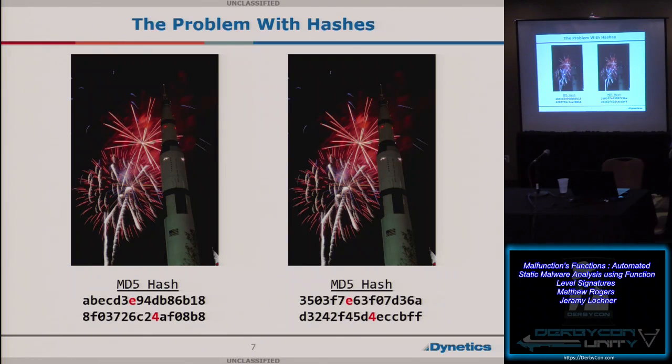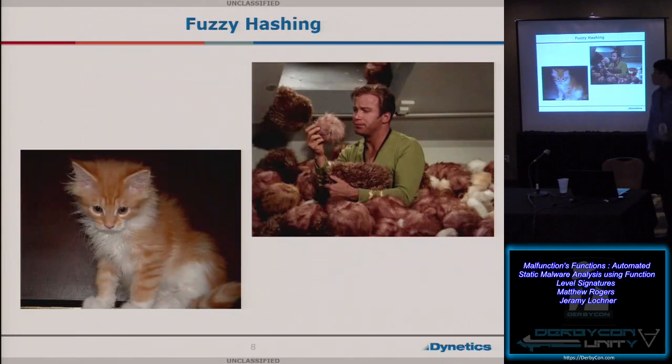So these two pictures are almost identical, except on the right picture, there's one pixel that's changed to gray instead of black in the top right corner. And the MD5 hashes only have 2 characters that are the same, which might even be coincidental. So to solve this problem, we found something called fuzzy hashing.